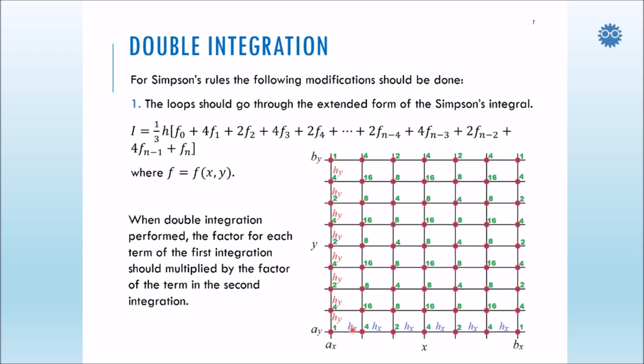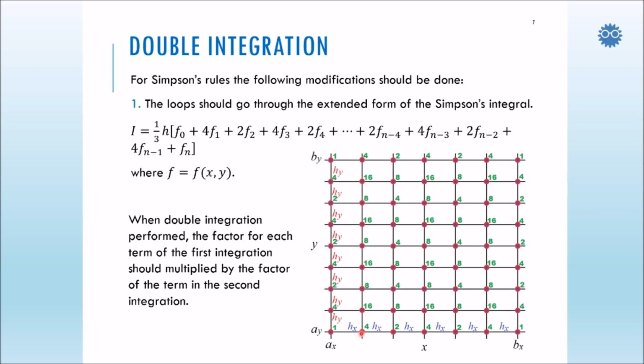Now, this can be seen for the axes x and y, or along the lines of x and y. But when we go to the second row here, for example, we see that the numbers are different. Why? Because when we perform the double integration, the factors of each corresponding coordinate should be multiplied.